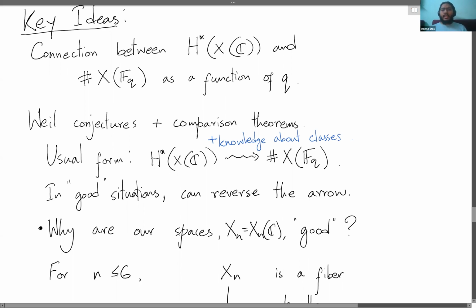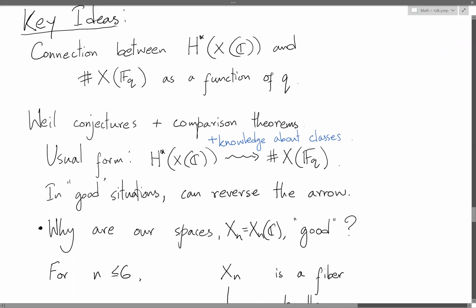And what the usual application of this boils down to is that if you have enough information about the cohomology of the complex points, and by enough information, I don't just mean the Betti numbers, but you need to know something about the classes. Maybe it's sometimes enough to just know where the classes come from.